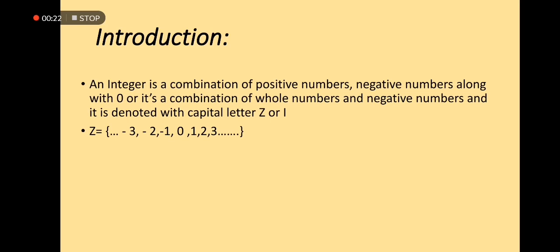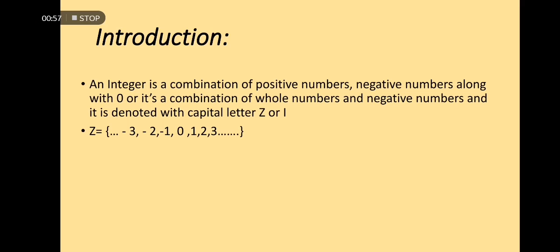The numbers which start from 1, 2, 3 and so on are called natural numbers, and the numbers which start from 0, 1, 2, 3 and so on are called whole numbers. And integers are nothing but a combination of whole numbers and negative numbers, or else you can say it's a combination of positive numbers, negative numbers along with a zero, and it is represented with a capital letter Z or I. Here I gave some examples of integers. Z is equal to -3, -2, -1, 0, 1, 2, 3 and so on.